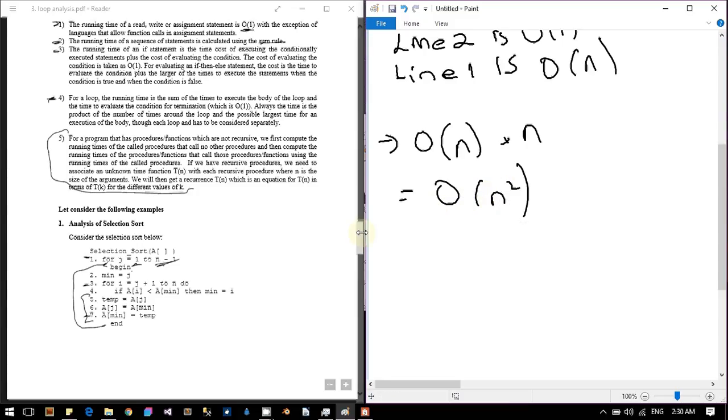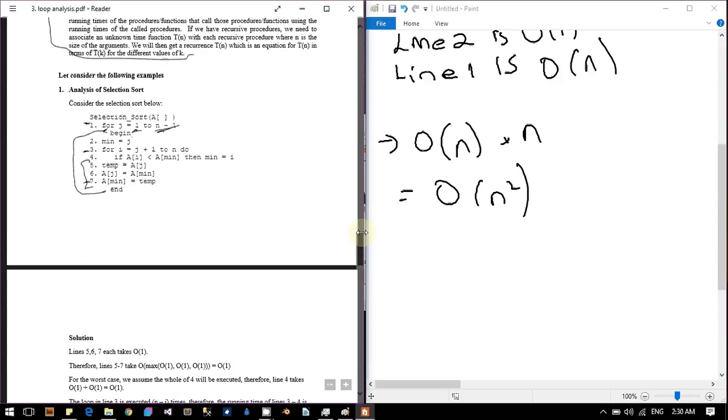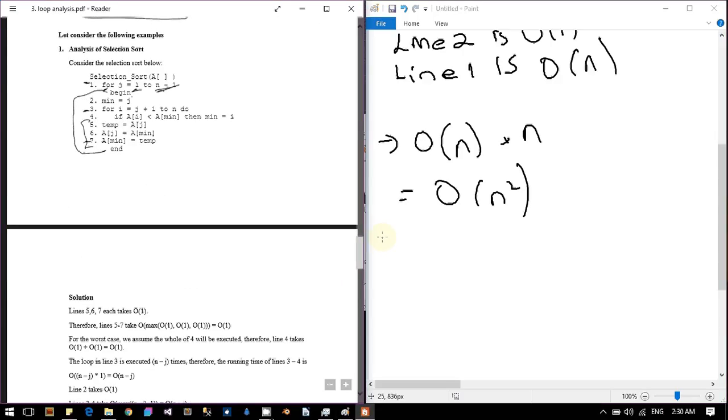So to answer the question, you analyze each line, most preferably from the bottom. But be careful of if statements and for statements: for if statements you add the execution plus the if body; for loops you multiply the for loop times the body.